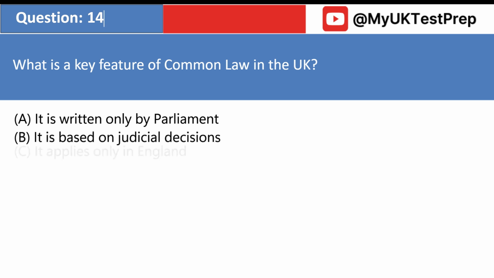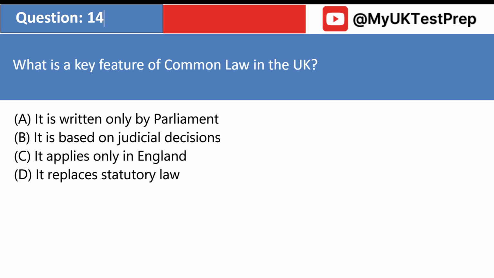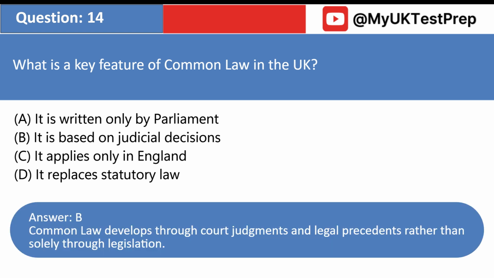What is a key feature of common law in the UK? A. It is written only by Parliament. B. It is based on judicial decisions. C. It applies only in England. D. It replaces statutory law. Answer: B. Common law develops through court judgments and legal precedents rather than solely through legislation.